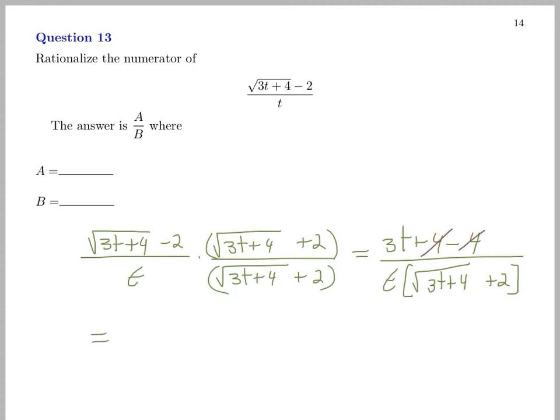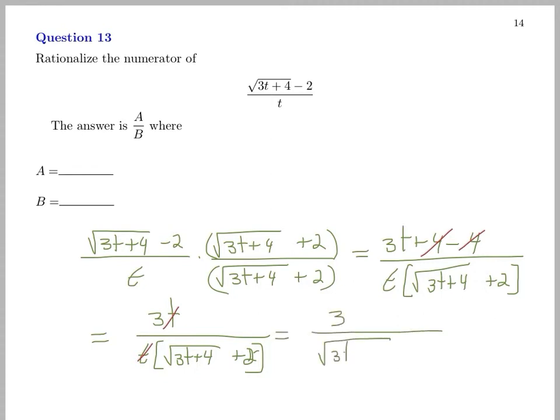So the 4's cancel, and we just have 3t left in the numerator. And the denominator is the same. Okay. And then now we can cancel a t. So finally we have a 3 in the numerator and the square root of 3t plus 4 plus 2 in the denominator. We're supposed to write it as a over b, so a would be the numerator 3, and b would be the square root of 3t plus 4 plus 2.